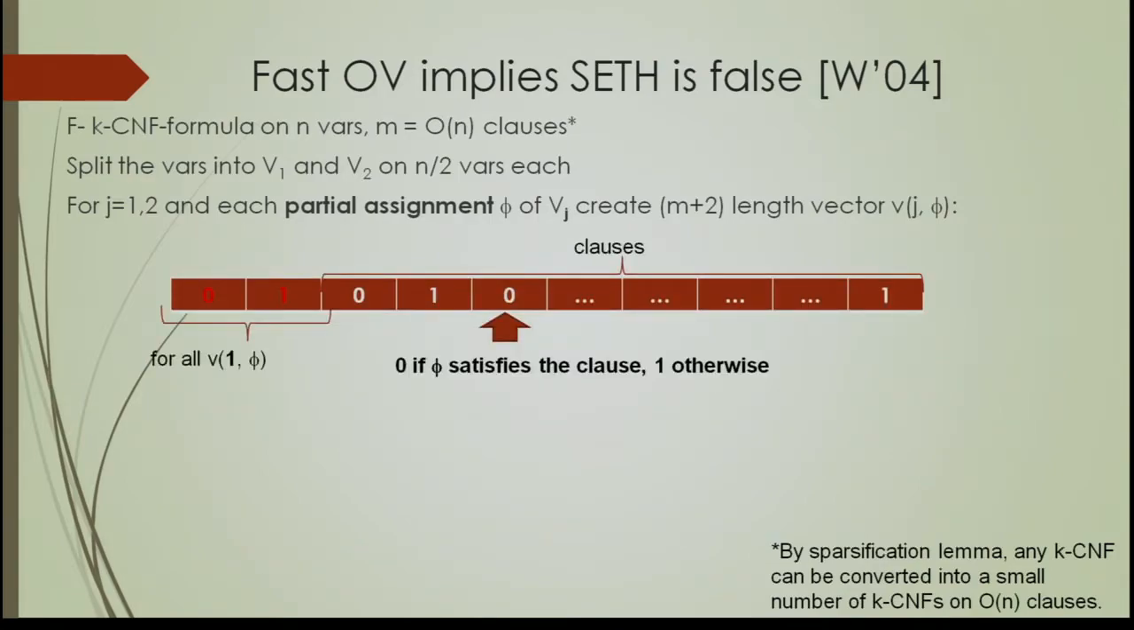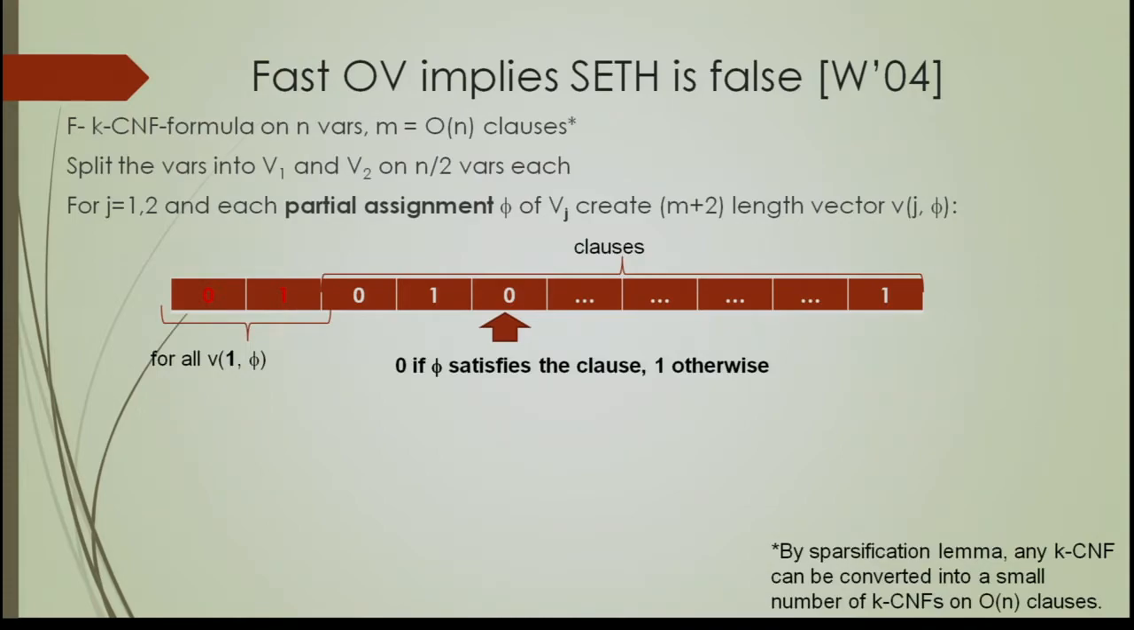Now what we'll do is we'll forget about this for a second. This part over here will just be, we'll have a coordinate for every clause, and for clause j, we'll put a 0 if the partial assignment actually satisfies this clause, and we'll put 1 otherwise.